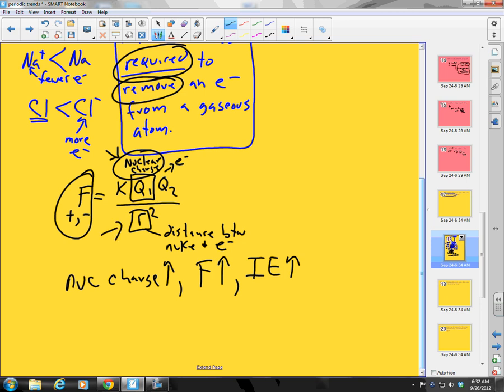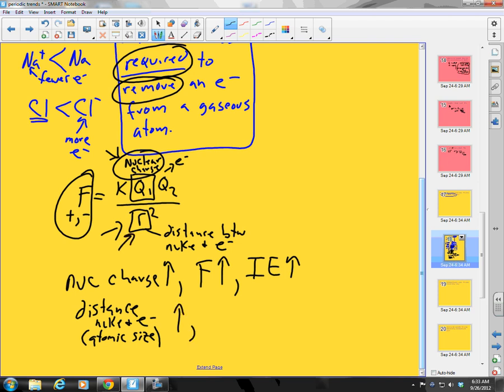What about my distance? What effect does that have? My distance could be thought of as the distance between my nucleus and the electron. What's another way to think about that? Atomic size. As my atomic size gets smaller, the distance between my nucleus and electron gets smaller. So if my distance increases, if I get a bigger atom, what happens to my force?